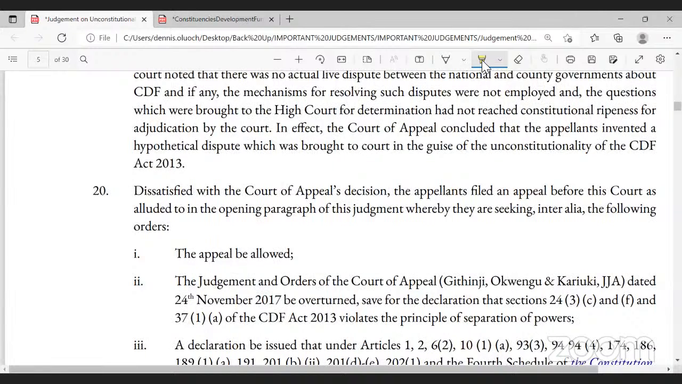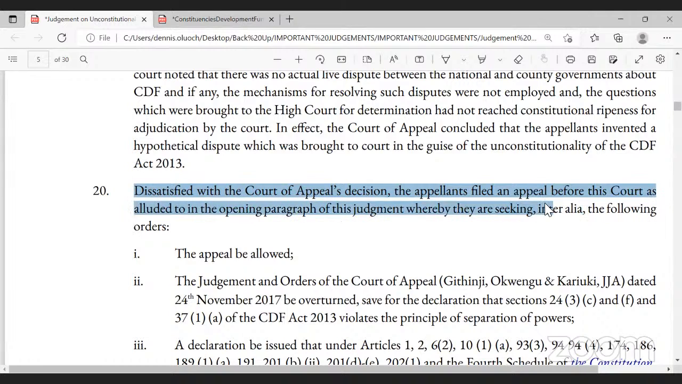as you can see, we are now told that the appellants filed an appeal against the Court of Appeal's decision before this court, as alluded to in the opening paragraph of this judgment, seeking inter alia, meaning among others, the following orders. And this court being referred to here is now the Supreme Court. Dissatisfied, the appellants filed an appeal before the Supreme Court.